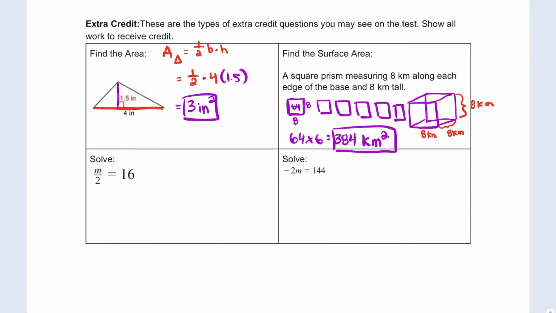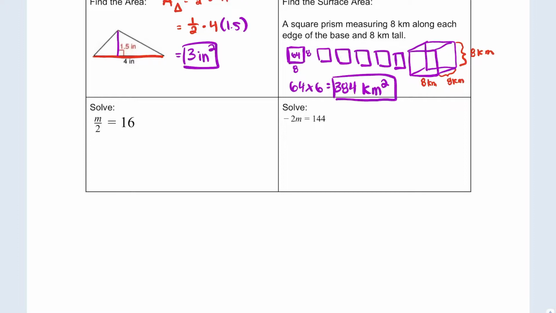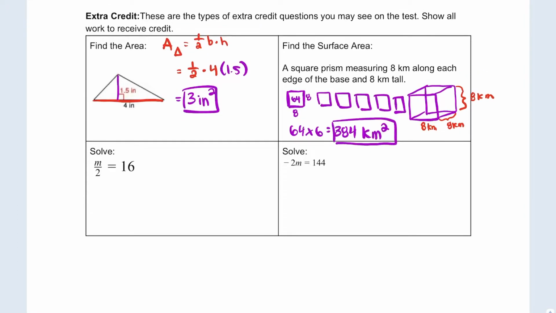There we go. Okay, let's move on to some one-step equations. That just means it takes one step to solve for the variable. So I like to draw lines down my equal sign, because I'm sure your math teachers have said what you do to one side of the equal sign, you must do to the other side. So I always draw a line where my equal sign is.